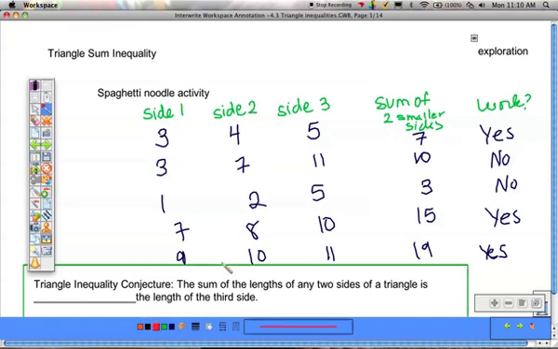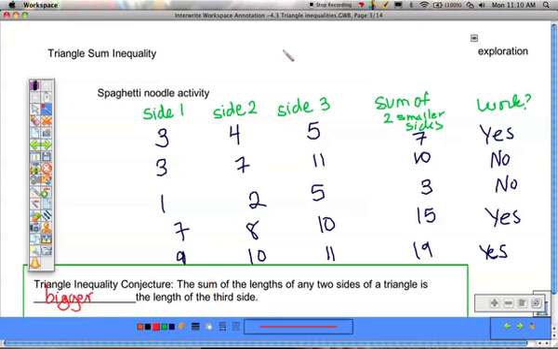And what happens is, there's a rule here, the triangle inequality conjecture. Again, we do it with spaghetti noodles in class. The sum of the lengths of any two sides of a triangle has to be bigger than the length of the third side.